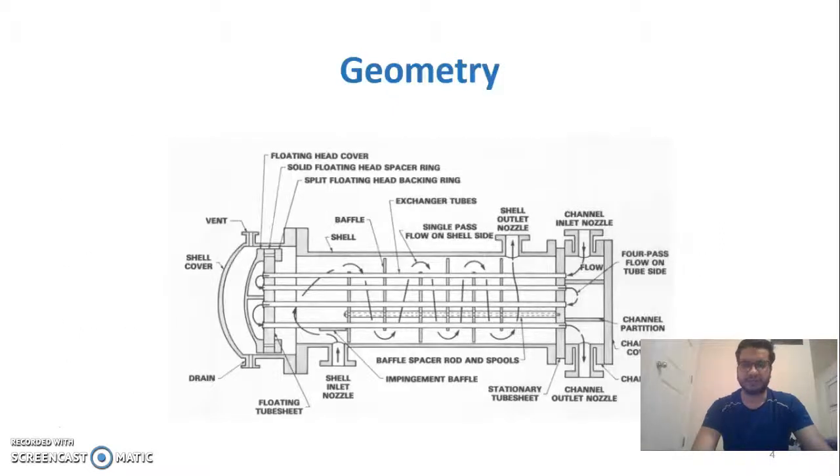This is the basic geometry of a shell and tube heat exchanger. As you can see, it's a shell within which there are various number of tubes in which the fluid is passed, and there are baffles in the shell which prevent the flow of the other liquid.